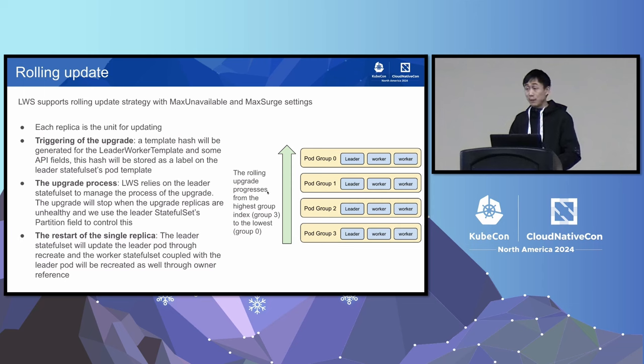We always upgrade the replicas from the largest index to the smallest index. So for example, here we upgrade pod group 3, and then pod group 2, all the way to pod group 0.